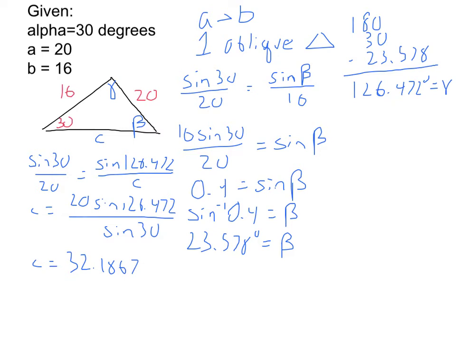This whole problem started because we recognized I do have a side-side angle situation. I need to be careful about how many triangles I might have. Once I see that a is bigger than b, a again being the side across from the given angle, b being the other side, I know that I only have one triangle, so I just proceed with a simple law of sines. Let's look at another example.